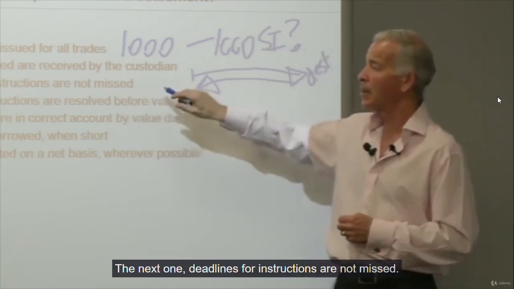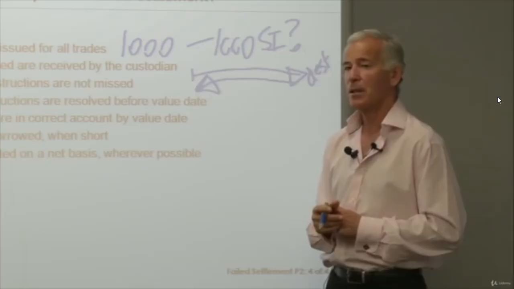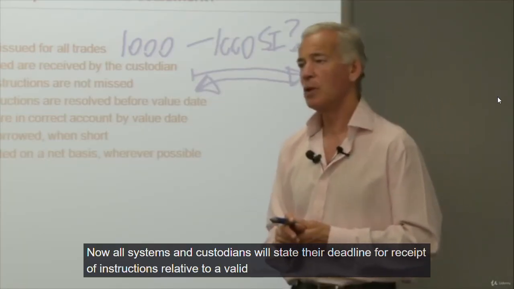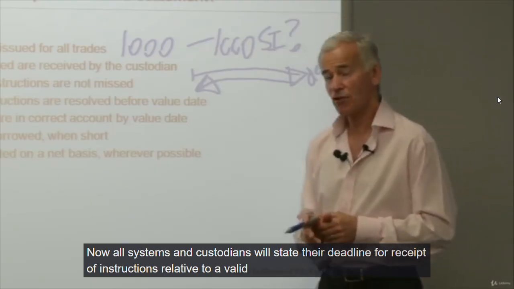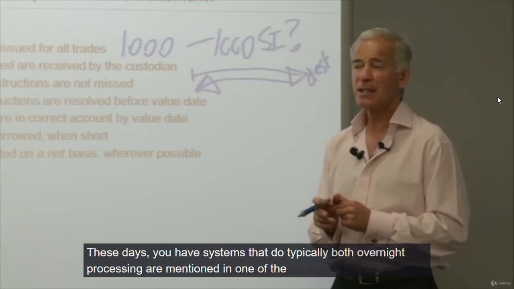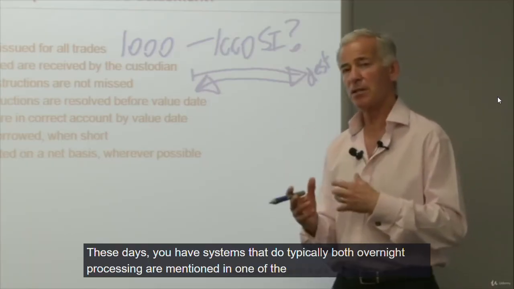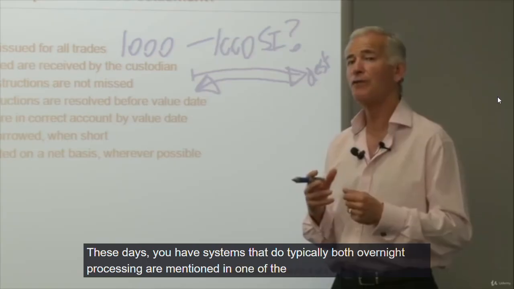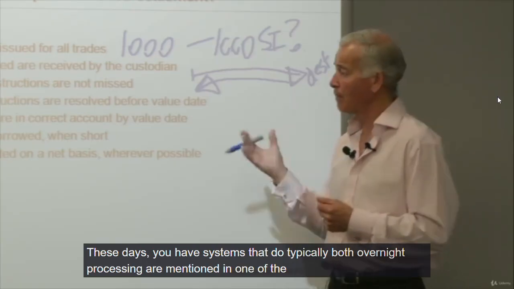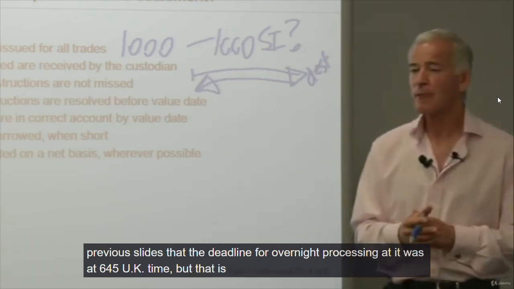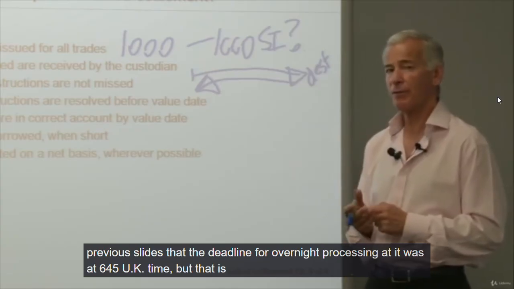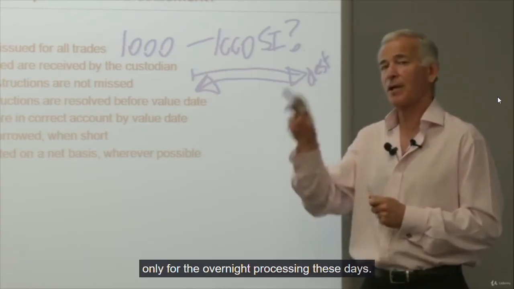The next one, deadlines for instructions are not missed. Now, all CSDs and custodians will state their deadline for receipt of instructions relative to a value date. These days, you have CSDs that do typically both overnight processing. I mentioned in one of the previous slides that the deadline for overnight processing at Euroclear was at 6:45 UK time, but that is only for the overnight processing.